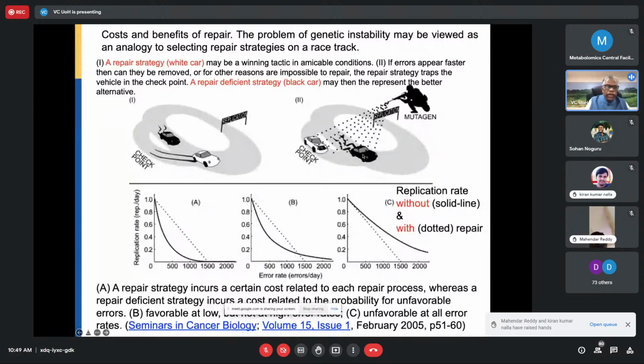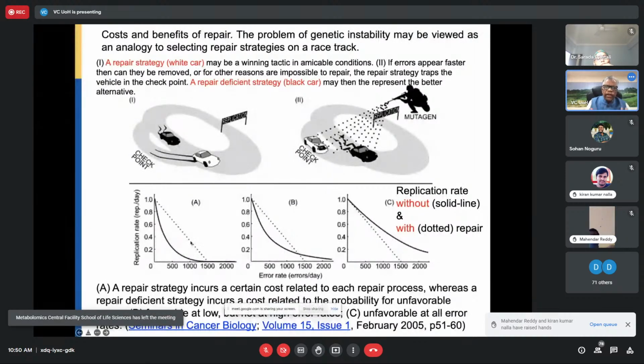Now look at this dotted line. The dotted line is a classical reciprocal relationship of a normal cell. As the error rate increases from left to right, the replication rate plummets more or less linearly. You can see the dotted line. This is the normal healthy cell showing a classical reciprocal relationship. As the mutation load increases, replication rate decreases, which is the normal cell getting stuck in the garage.